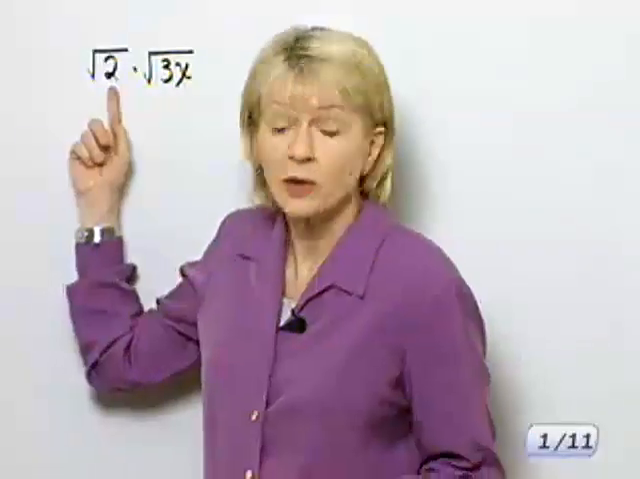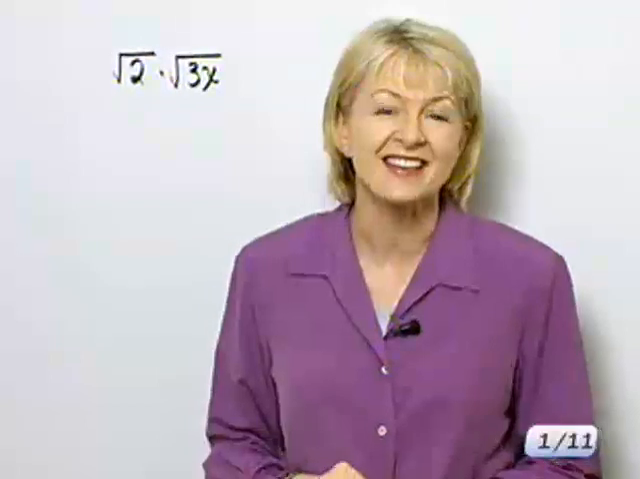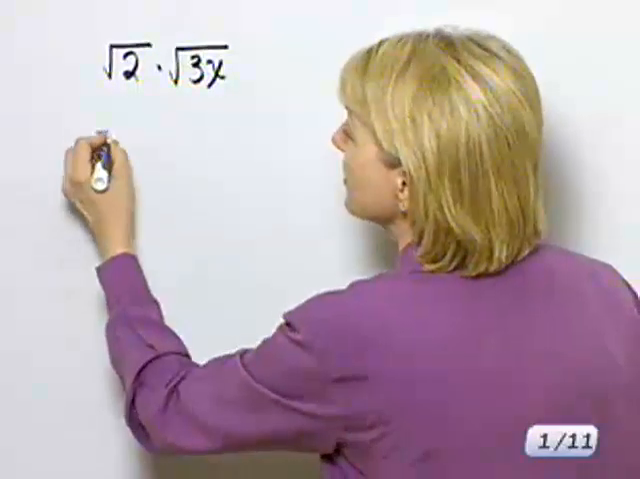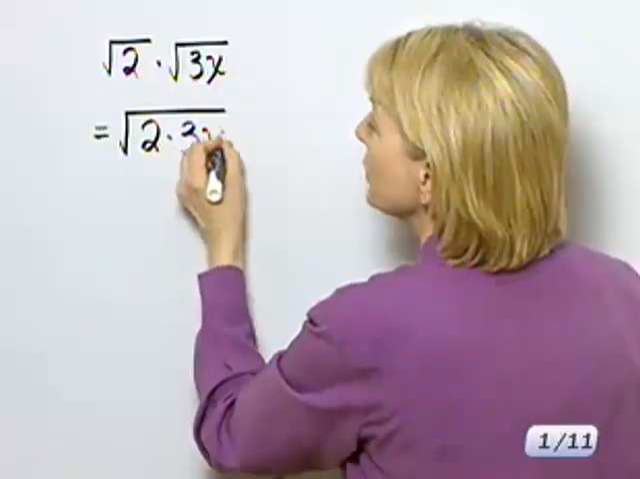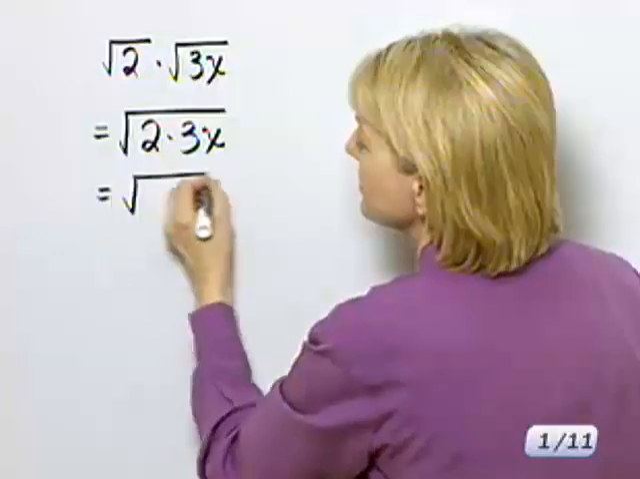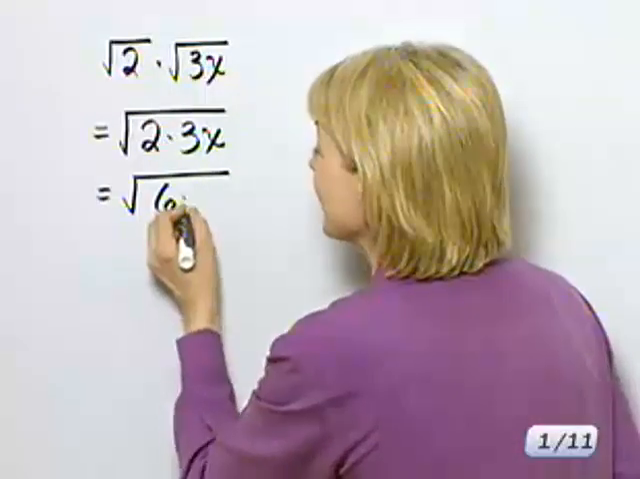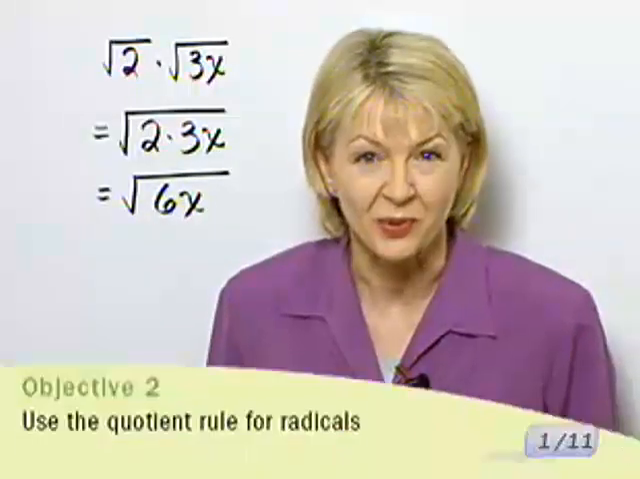In this case, the square root of 2 times the square root of 3x. Notice this index is the same as this index, so by the product rule, I can write this as the square root of 2 times 3x, and of course I can simplify a little. 2 times 3x, that is 6x. So there's an example of using the product rule.